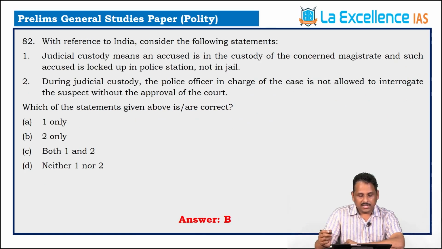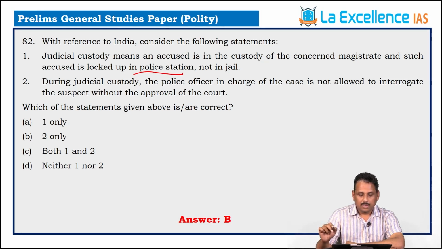With reference to India, consider the following statements. Judicial custody means when an accused is arrested, the judge sends him for judicial custody. It means he will be placed in the jail and he will be under the watch of the court. If the police want to interrogate him, they have to take him into police custody. So it means he will not be locked up in a police station, he will be locked up in a jail which will be under the control of that particular court, and he shall not be harmed in any way by the police.